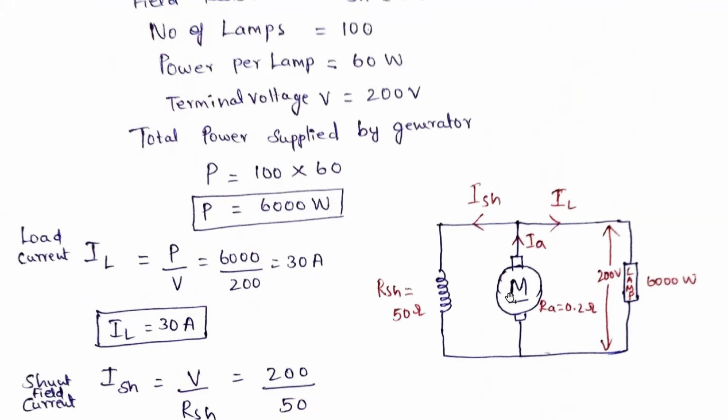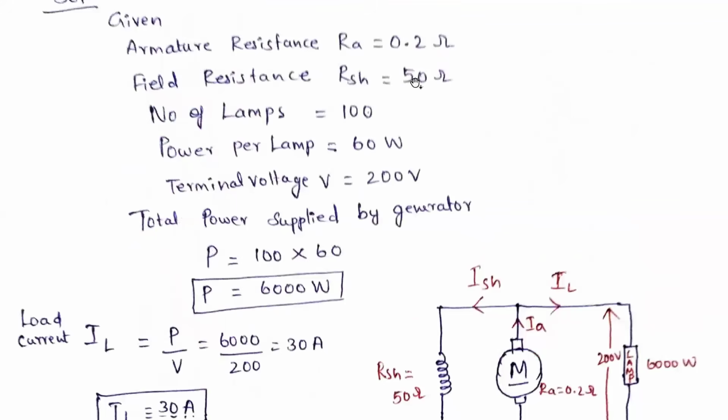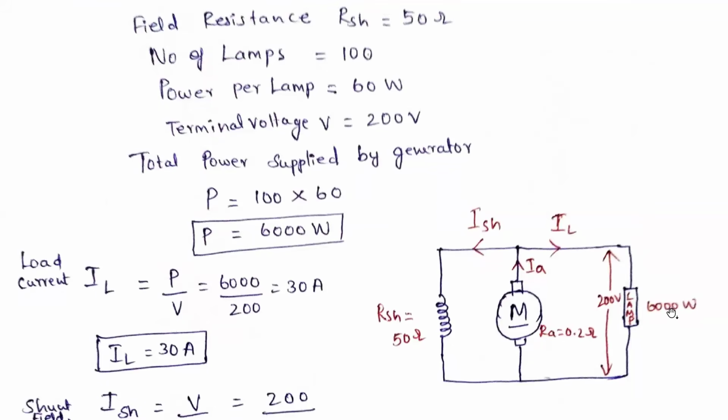Now we are drawing the equivalent diagram of the shunt generator. This is the generator G, so you need to mention this as G, generator. From this it is supplying to a lamp load. From this diagram, the shunt resistance is given as 50 ohms, and the lamp load is 6000 watts. The terminal voltage is 200 volts. This is the power generated from the generator.